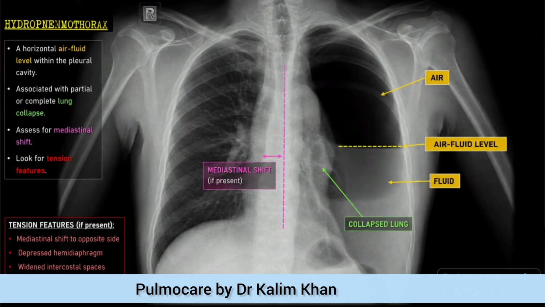Hydropneumothorax is effectively diagnosed with an upright chest X-ray. It is particularly useful for demonstrating an air-fluid level. This horizontal line within the pleural cavity indicates partial or complete lung collapse. This finding is essential for accurate diagnosis and management. Ultrasound is especially valuable for detecting pleural fluid. It is also key for identifying loculations, and it is crucial for guiding pleural procedures.